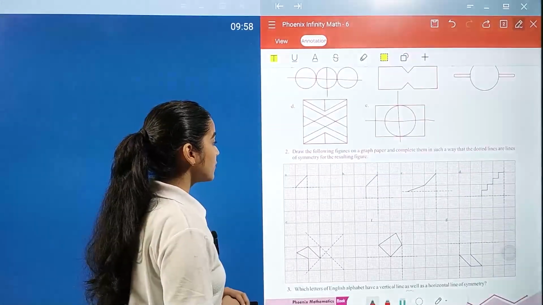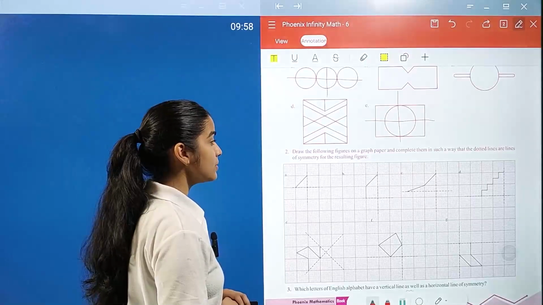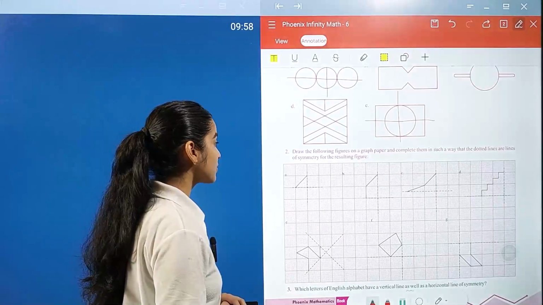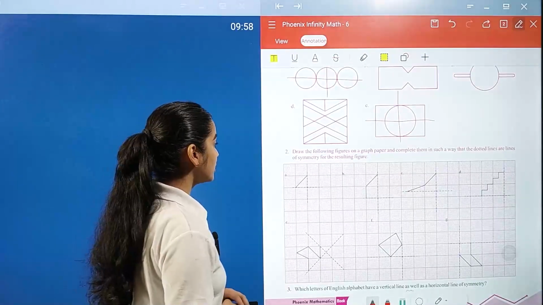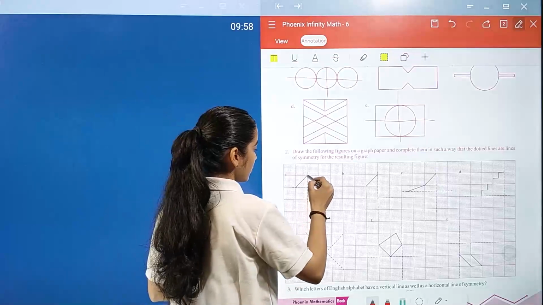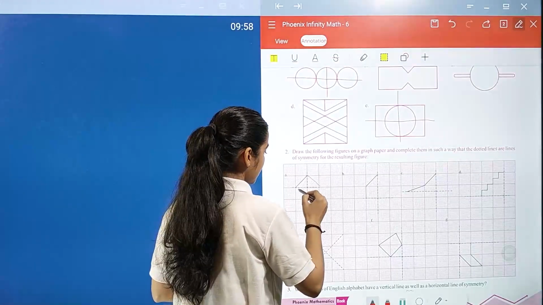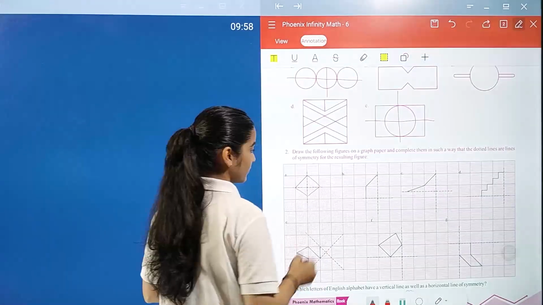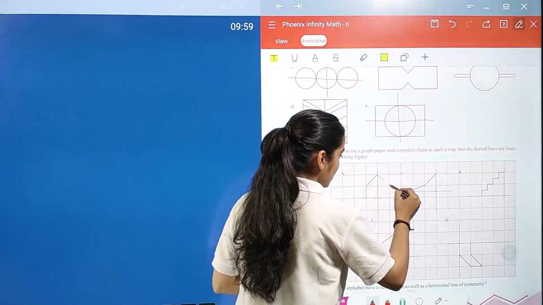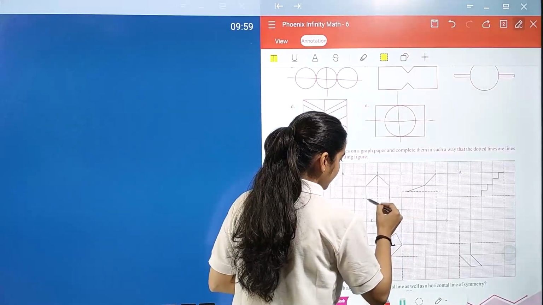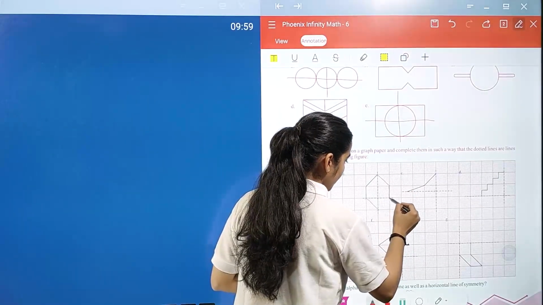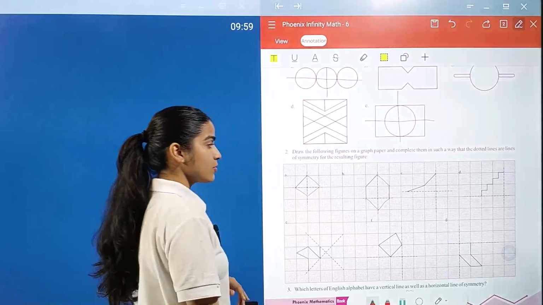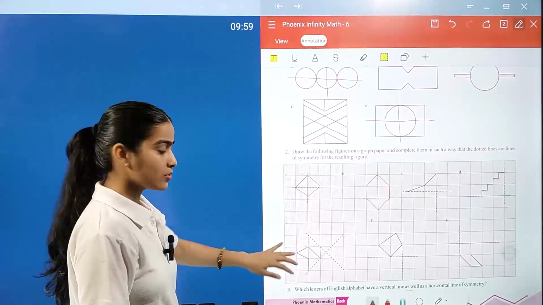Now draw the following figures on a graph paper and complete them in such a way that the dotted lines are lines of symmetry for the resulting figure. So you have your figures like this, and this. You can also complete. So in the same way, you can also complete the rest of the figures you have.